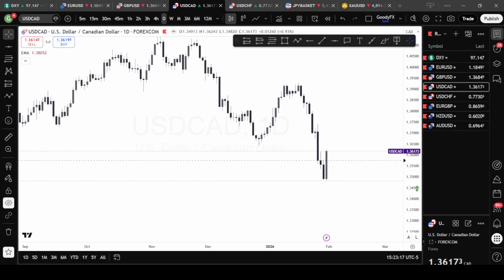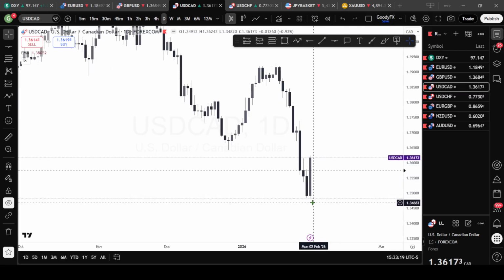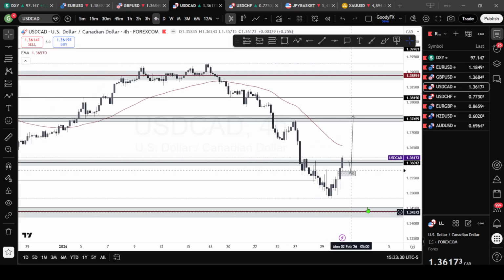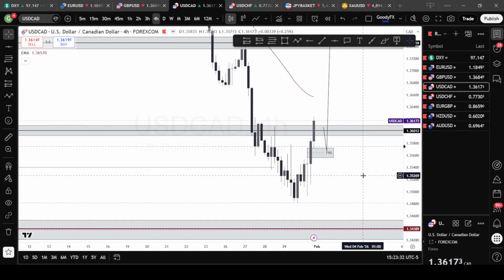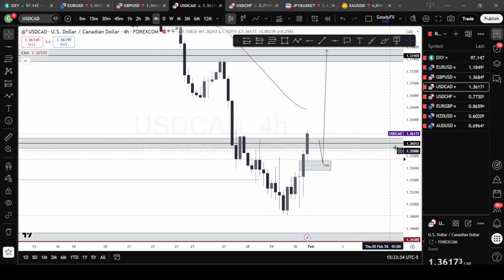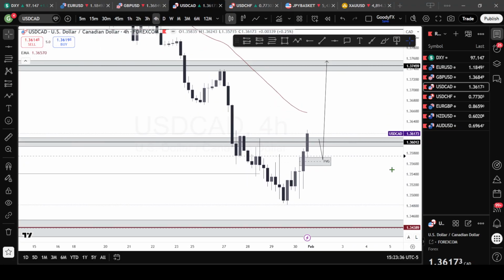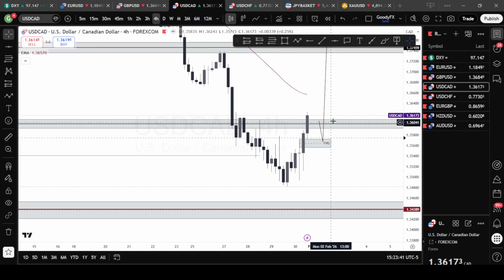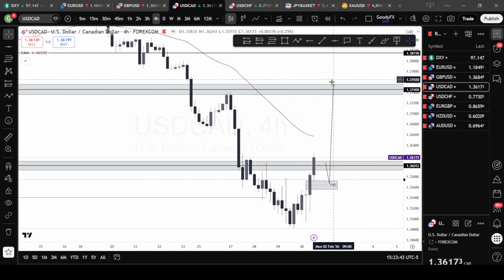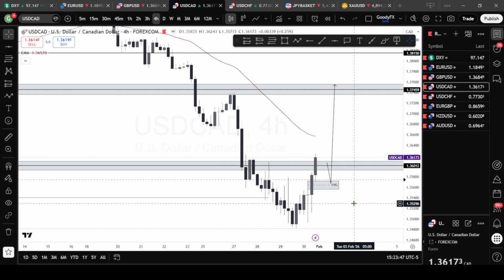Now you can see what is happening on daily. We have this bullish engulfing candlestick pattern. So what should happen is we should see a retracement into this level before continuing higher. Simple as ABC. So you can see, I'll be expecting a retracement into this 4 hour fair value gap before I'm looking to buy to the upside. So yeah, that's it for USD CAD.